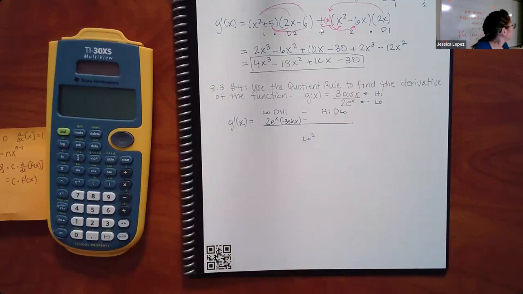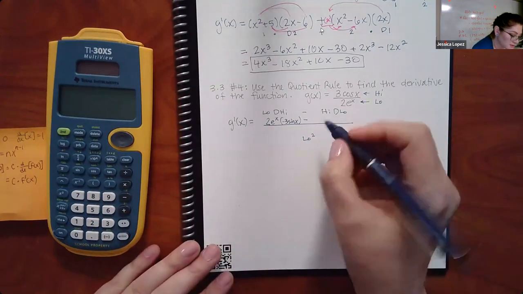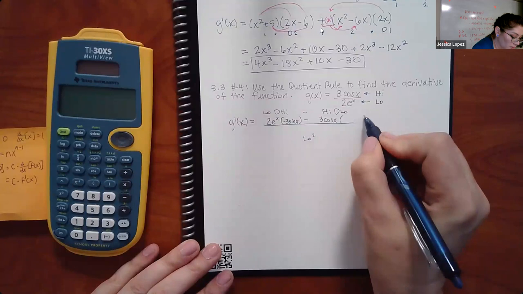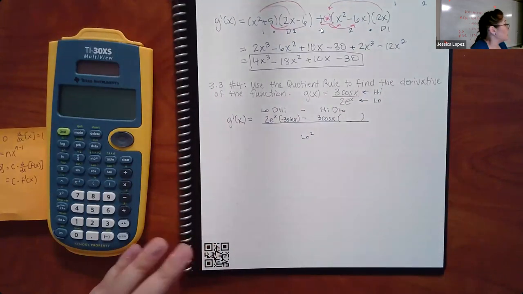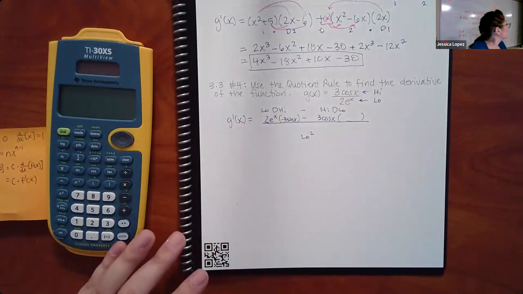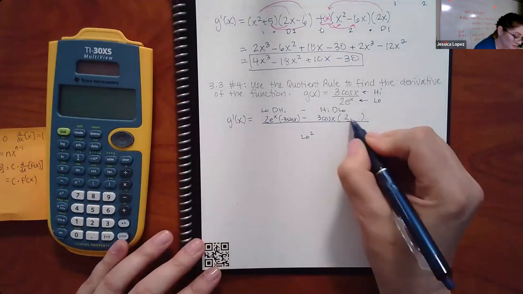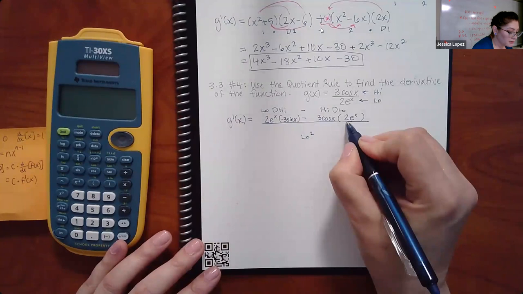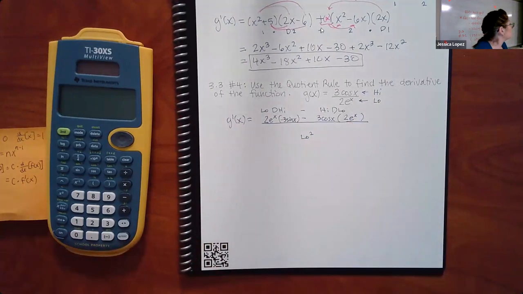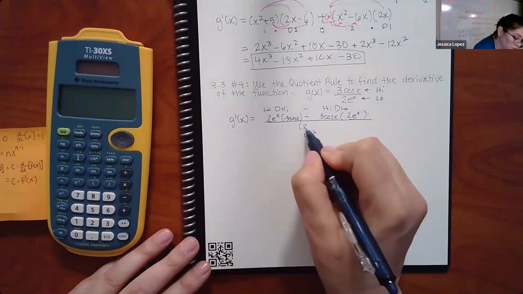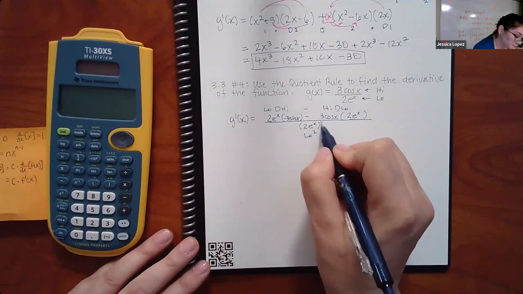Example 5. So high is gonna stay exactly the same. And then d low, what is the derivative of that denominator? It's exactly the same thing, right? Constant multiplier, but the derivative of e to the x is still e to the x. Then my denominator squared, I'm gonna write that.